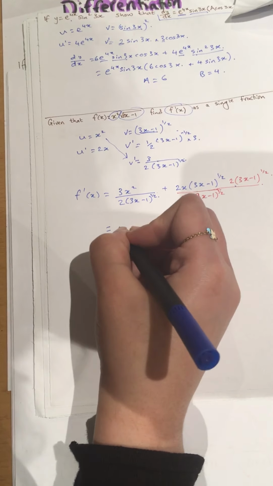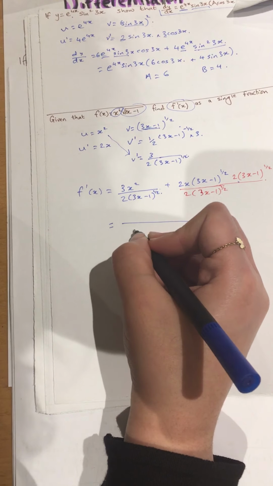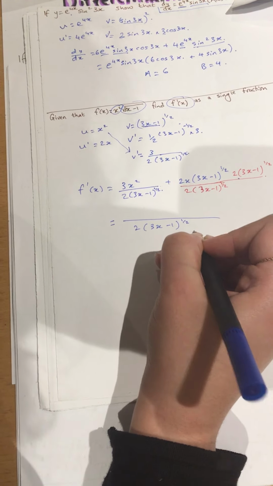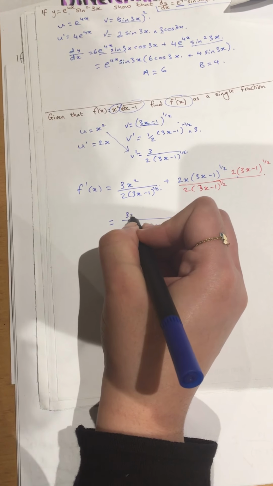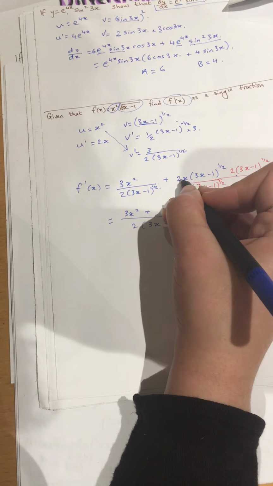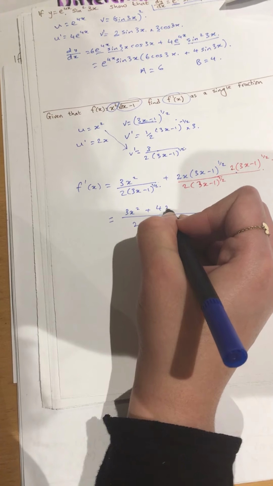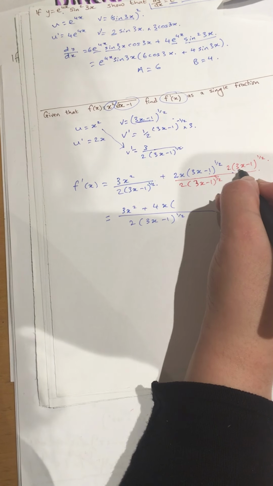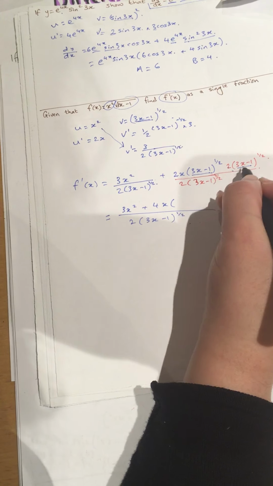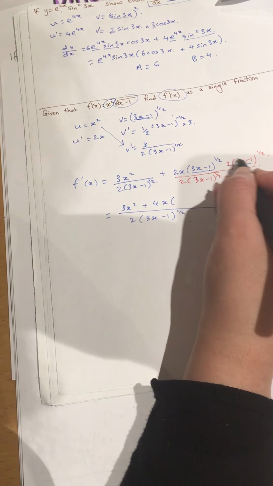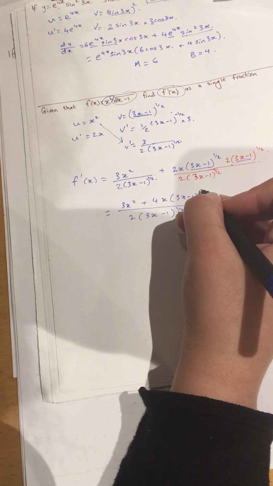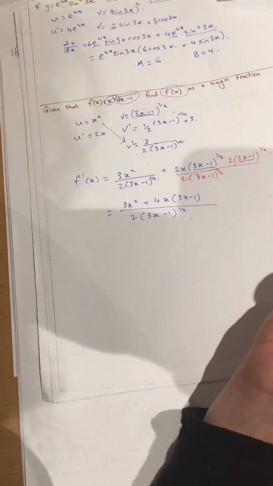Now I tidy up this fraction. I have the same denominator, 2 into 3x minus 1 to the power half. I've got 3x squared on this side, plus 2 times 2 is 4x. Now this is to the power half, and this is exactly the same to the power half. I have the same base, and I'm multiplying, so I add the powers, so I'm going to have the same bracket, 3x minus 1 to the power 1, because half plus half is 1.